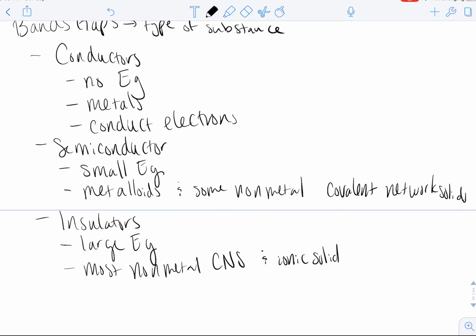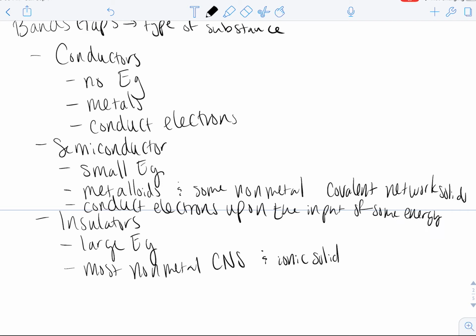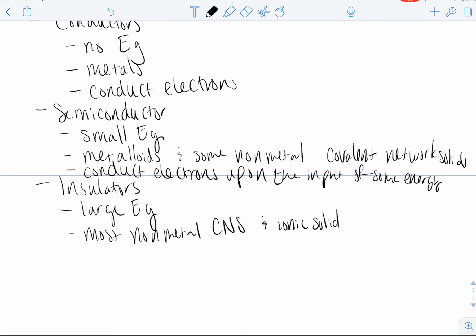Some notes. Our semiconductor will conduct electrons upon the input of some energy, whether it be thermal or photoenergy. Insulators don't conduct electrons, or they require a very large amount of energy, so they insulate as opposed to conduct.